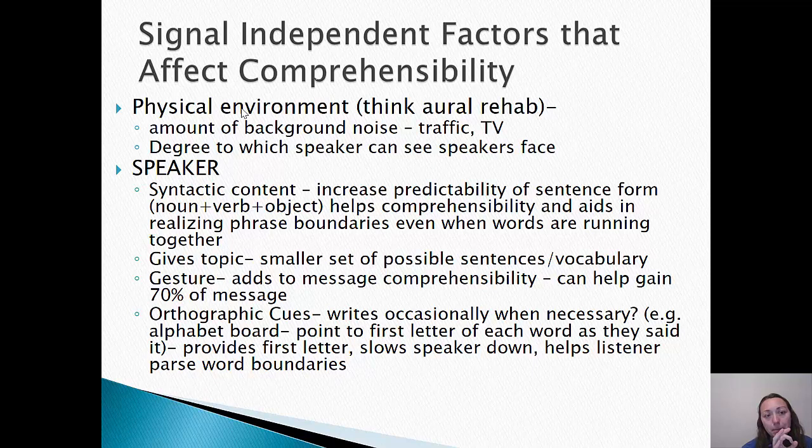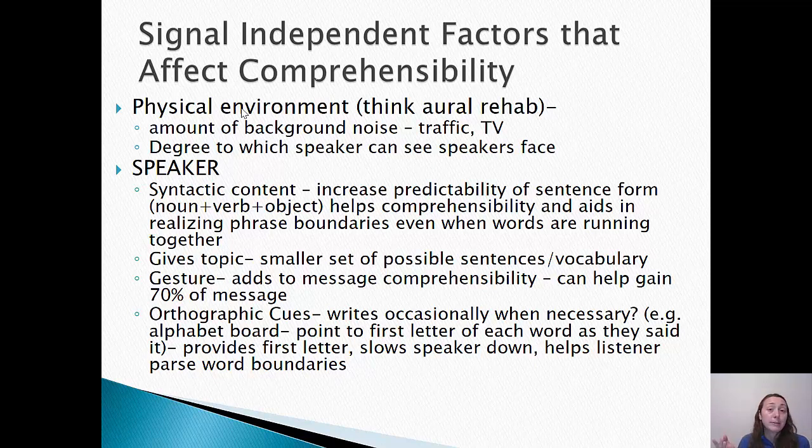Think from the speaker perspective. Providing syntactic content. Increasing predictable sentences and structures, noun, verb, object. We work a lot with individuals who have aphasia with some of this. We can utilize some of this for dysarthria as well. Helps with comprehensibility. Looking at giving a topic before talking about it, smaller sentences, utilizing gestures. Adding gestures just in general can help gain 70% of the message, right?